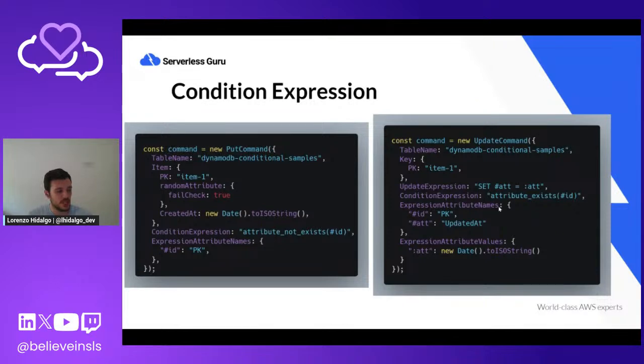Here we want to check, hey, please update the item with this primary key, but only if this condition expression is true. So only if the attribute already exists. That way, we ensure that update command won't act as an upsert. So it will only update and not insert new items.